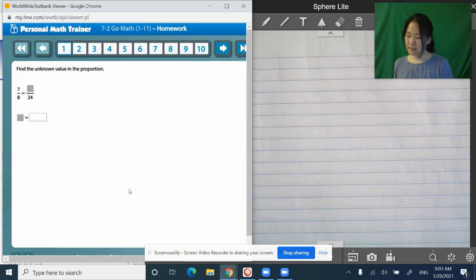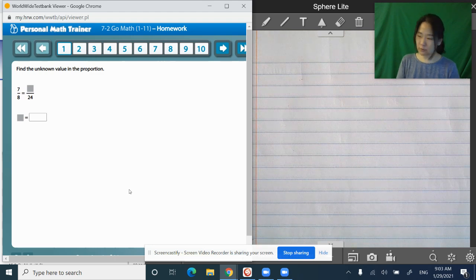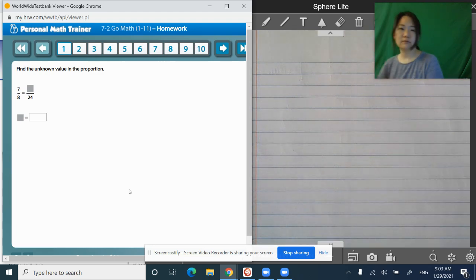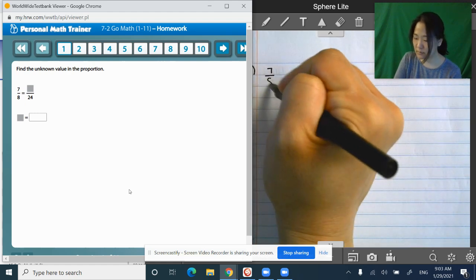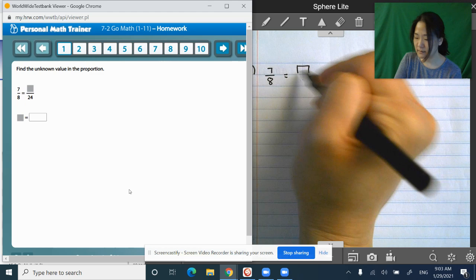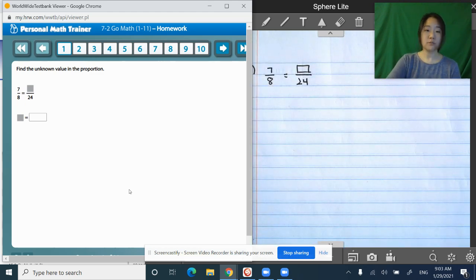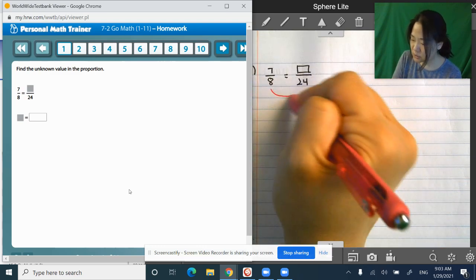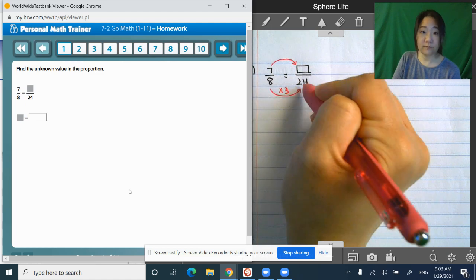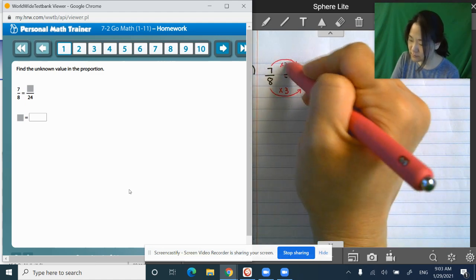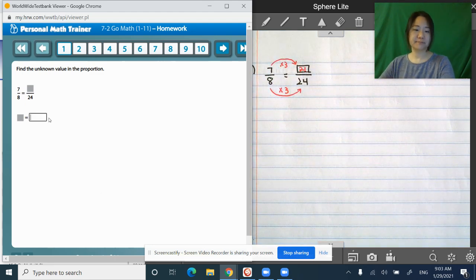Number 1, it says find the unknown value in the proportion. So I'm gonna first copy down the proportion. It says 7 to 8 is equal to blank to 24. This one is simple. What you do is you just find the multiplicative relationship. 8 times 3 is 24. So 7 times 3 is 21.